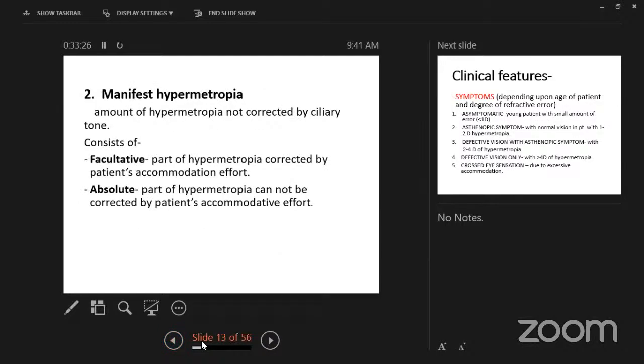Manifest hypermetropia can be easily diagnosed by what? Refraction by fogging. So this is not measured by doing cycloplegic refraction. That is the problem.